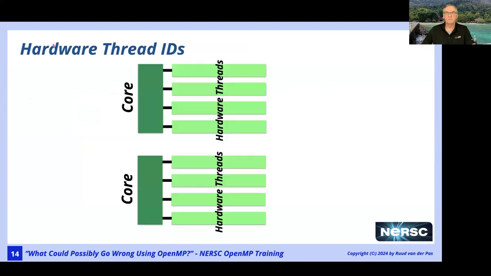So on the practical side, you have these hardware threads and they have a number. Here's an imaginary numbering scheme. And when I go to the NUMA part in the end, I'm going to revisit this, because that's why we're going to need these numbers.